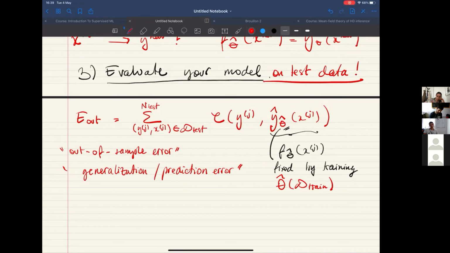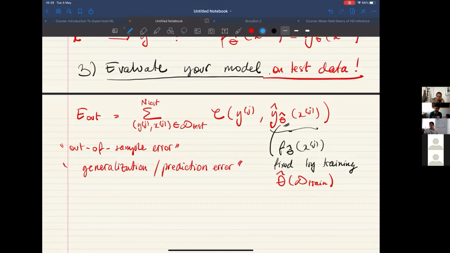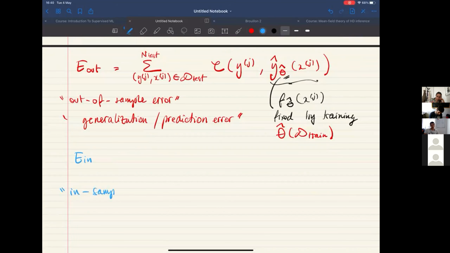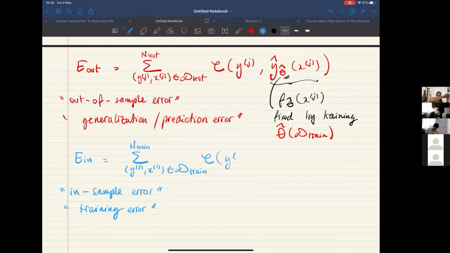And this quantity, this generalization error, has to be put in contrast with another error, which is what I will call the in-sample error, or simply the training error, which is the same thing, the cost, but evaluated on the training data.